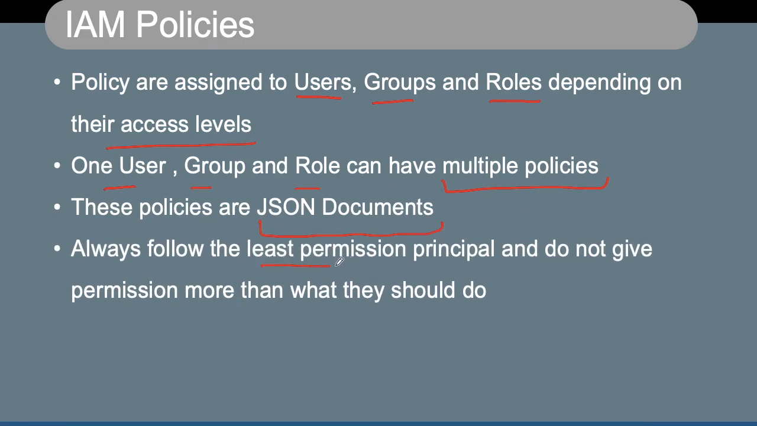Always follow the least permission principle and do not give permission more than what they should have. By default, users, groups and roles are not allowed to do anything. They have absolutely no permissions and are not able to access any resources in the AWS infrastructure. Whenever we give them permissions, we should understand what they actually have to do with the AWS infrastructure, and we should always go ahead with the least permission principle. We should always give them the minimum permissions to use AWS resources depending on their job roles.